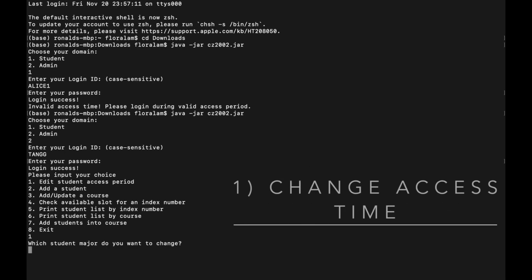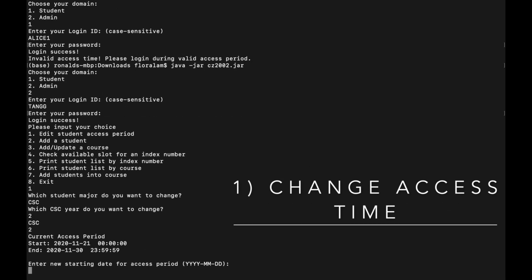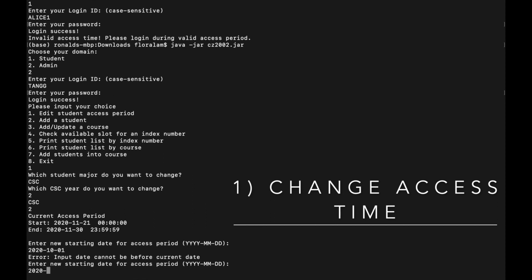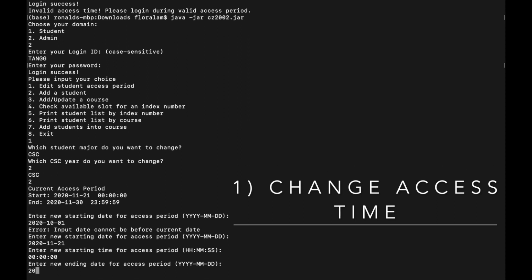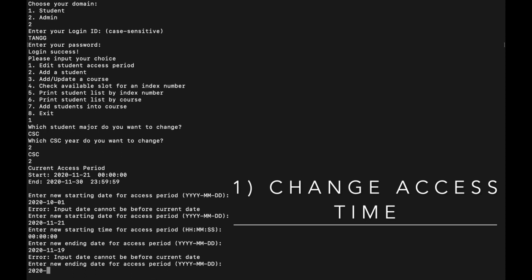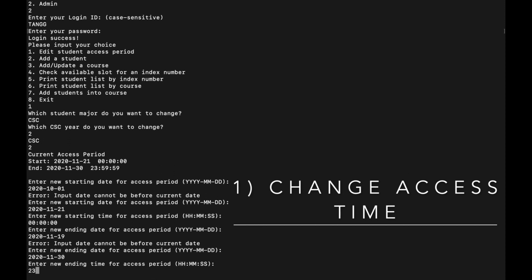Finally, the admin will try to change the access time since Alice is not able to log in now. The date must be of the correct format and must not be before the current time. The ending date for the access period cannot be before the start date. When successful, the new current access period will be printed.